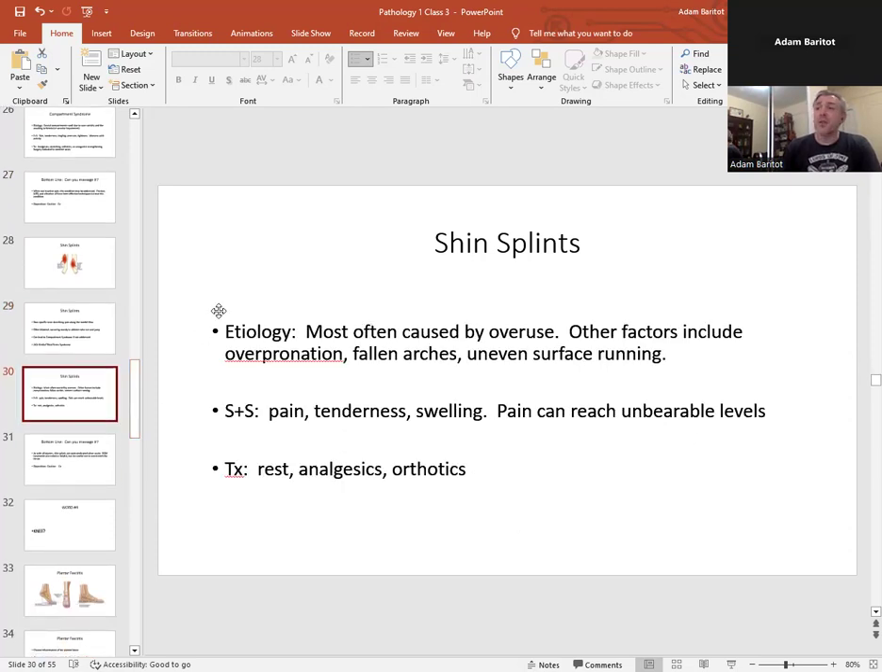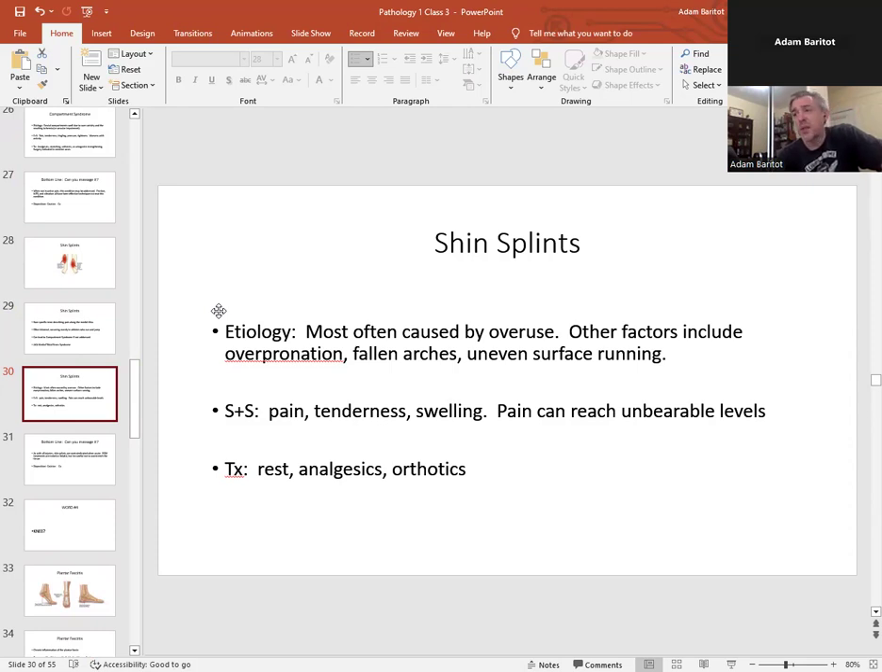Etiology for this condition, most often caused by overuse. Overuse, specifically athletes, basketball players are specifically prone to this. Other factors include overpronation, again, excessive rolling of the foot from heel to toe, fallen arches, which occur when a healthy arch begins to deteriorate, often due to poor footwear, and uneven surface running, i.e. roads. Road running is often a crowned surface, which is uneven.